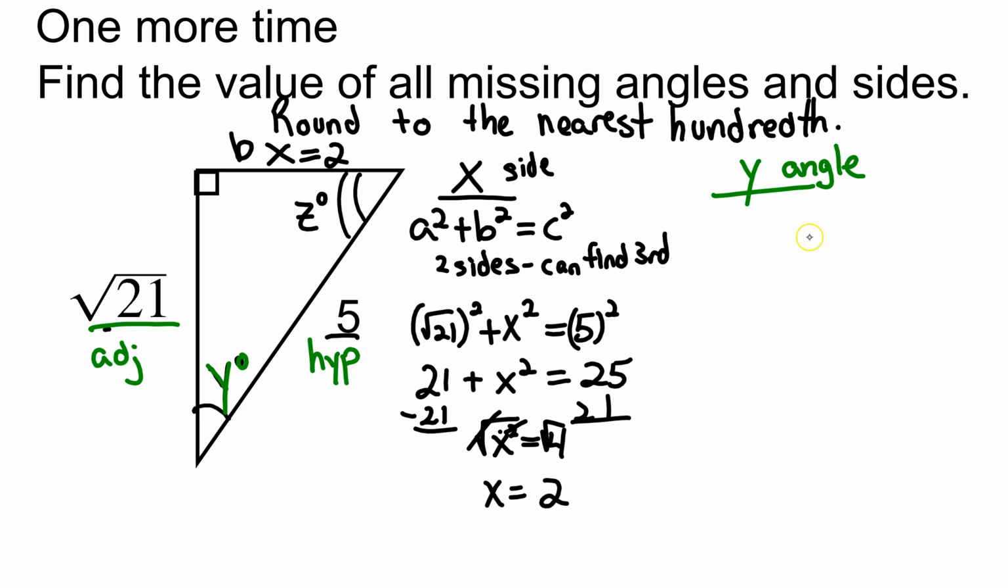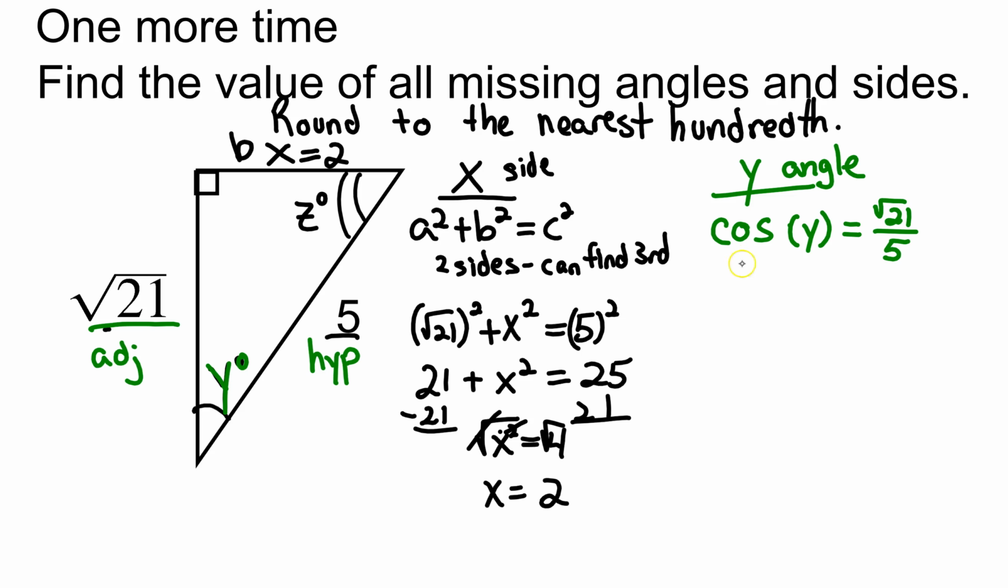So in that case, we have adjacent and hypotenuse, so we know we have to set up a cosine equation, because cosine is adjacent over hypotenuse. So the cosine of our angle, what we don't know, y, is equal to the adjacent side, square root of 21, over 5. Now to solve this, just like we did on Friday, I think in first and third block, and I'm not sure if we got to it in second, it's a very simple concept.